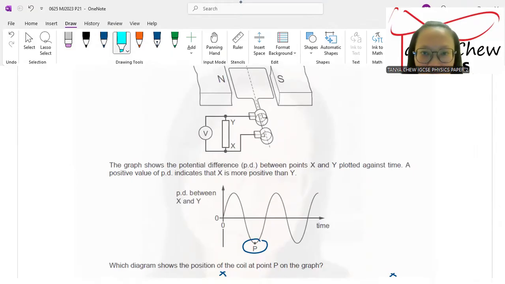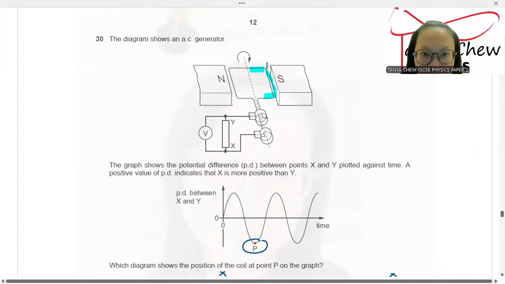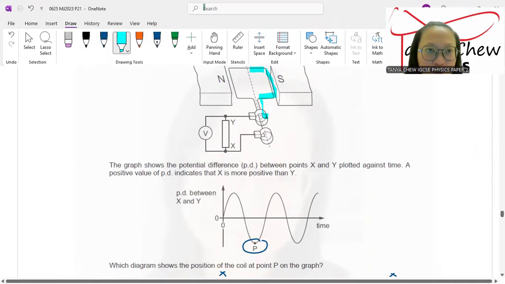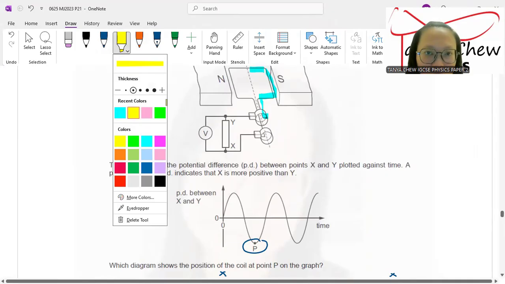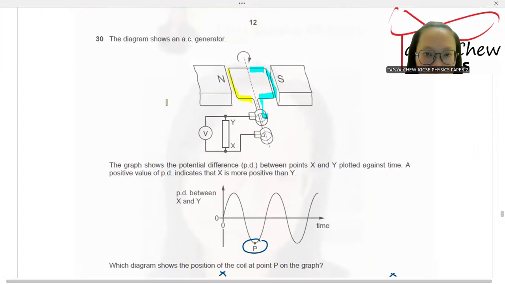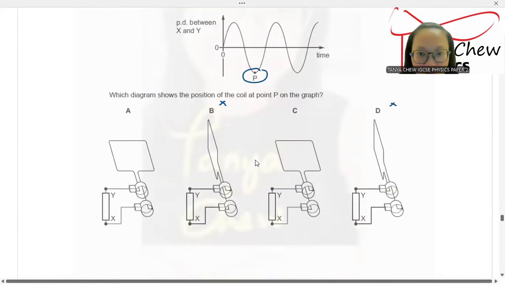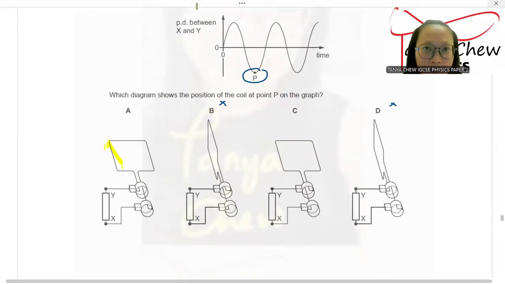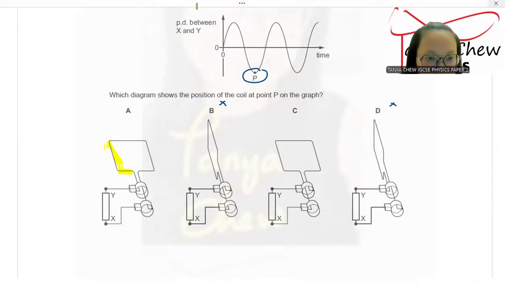Could you see that close to the South Pole, this coil is being connected to this side? And then close to the North Pole, I want you to see this again, close to the North Pole, this end of the coil is being connected to X. Now I check that again, close to the North Pole, because the North Pole is on the left hand side, it has to be connected to X. But A, it seems that this coil is being connected to Y.